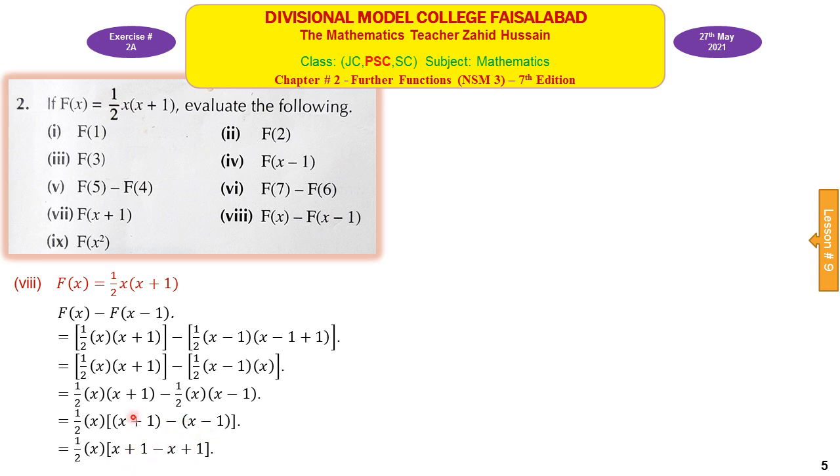This x will be cancelled with x because both have opposite signs. We get 1 over 2x into x plus 1 minus x plus 1. Minus x will be cancelled with the plus x. We will get 1 over 2x into 2. Now this 2 will be cancelled with this 2, and we will be left with only x.